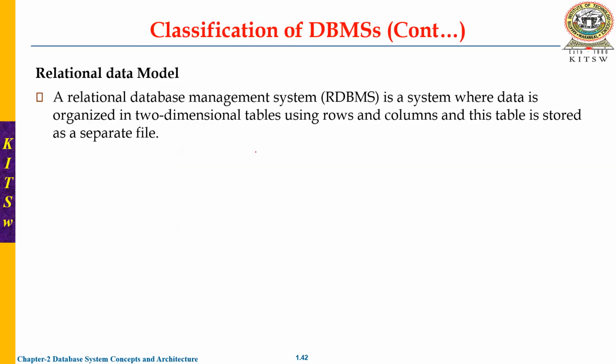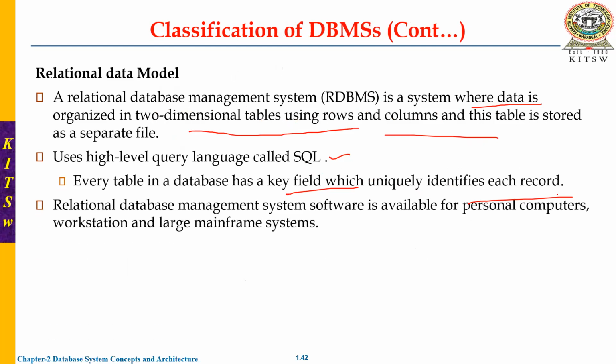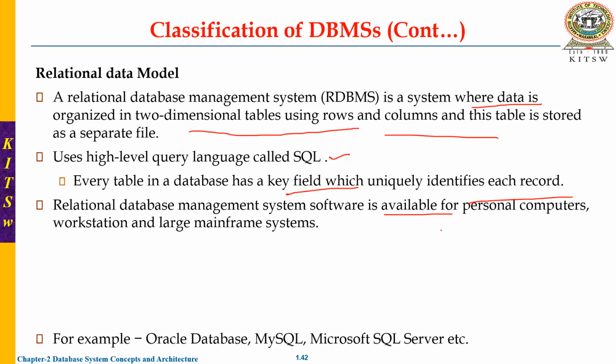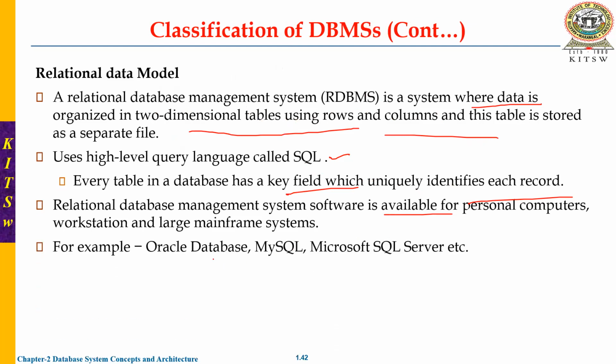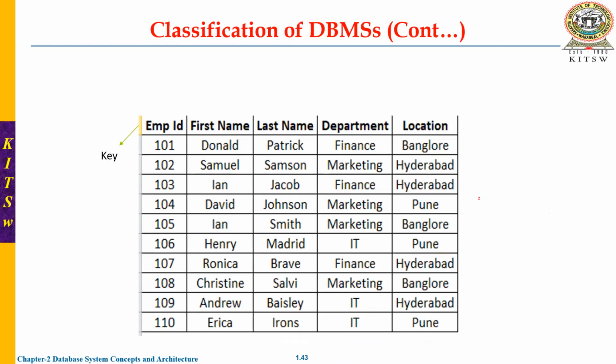So relational data model, this is relational DBMS, where data is organized in two-dimensional tables using rows and columns. These tables are stored in separate files, and this RDBMS we are going to discuss in the next chapter. It uses a high-level query language called SQL. Every table in the database has a key field which uniquely identifies each record. Relational database management systems are available on personal computers, workstations, and large mainframes. Examples are Oracle Database, MySQL, and Microsoft SQL Server. This is an example of the relational database model.